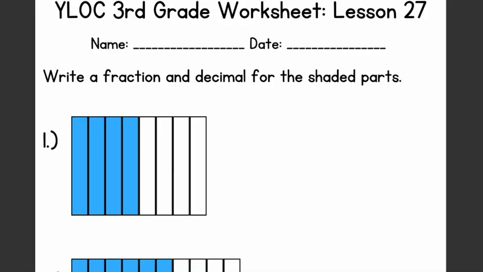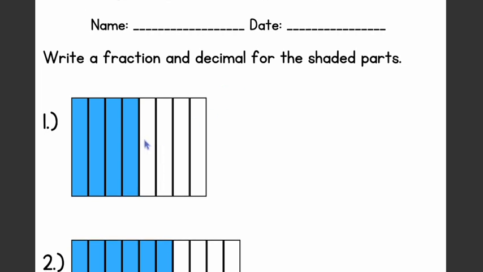Third grade worksheet, lesson 27. Write a fraction and decimal for the shaded parts. So for number 1, we have 4 shaded parts out of 8 parts total.